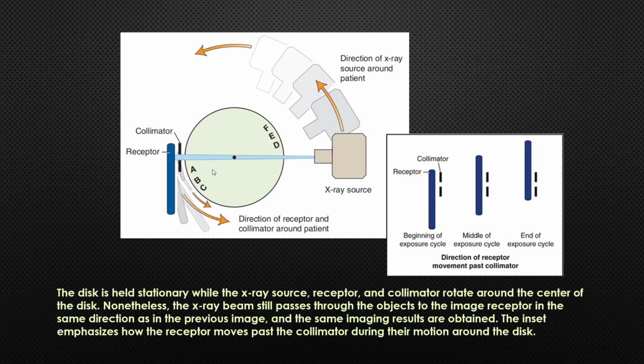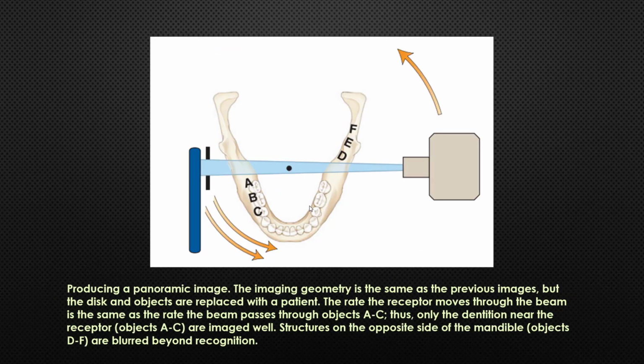This collimator is moving, really, so the receptor is moving past the collimator at a rate in which the structures in A, B, and C are going to be in focus. Now, instead of A, B, and C, we want to talk about actual anatomy, and it's the teeth that you want to remain in focus. And so this is all done just so that the timing is such that the teeth line up perfectly with that receptor as these things are going around.